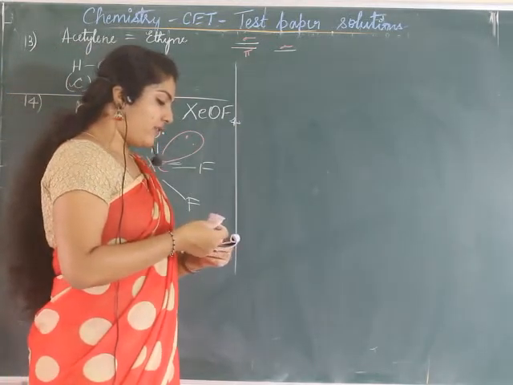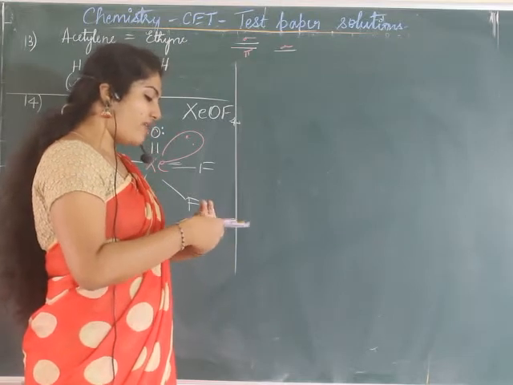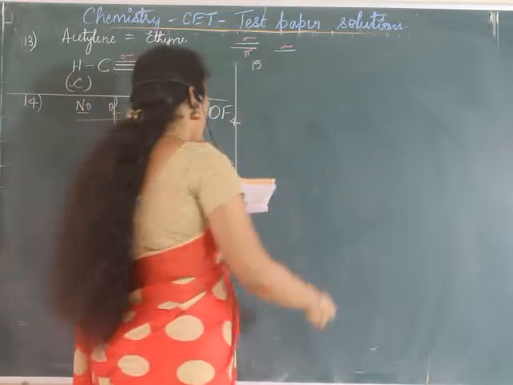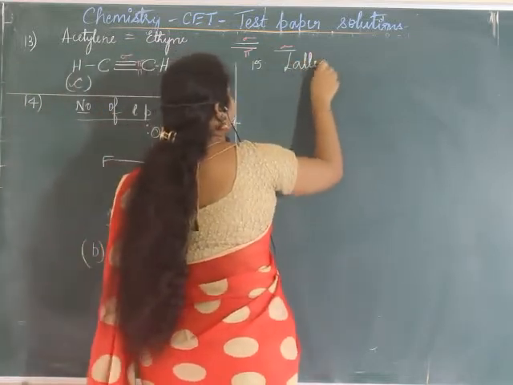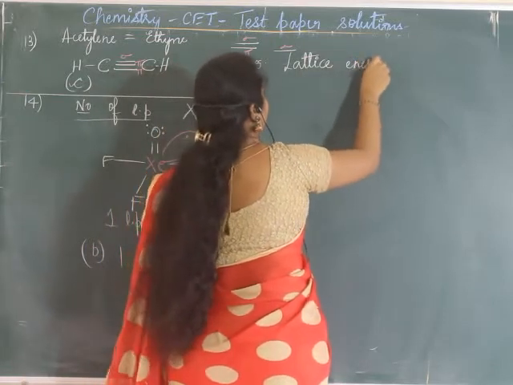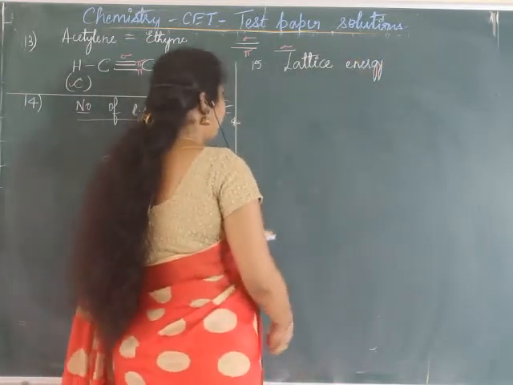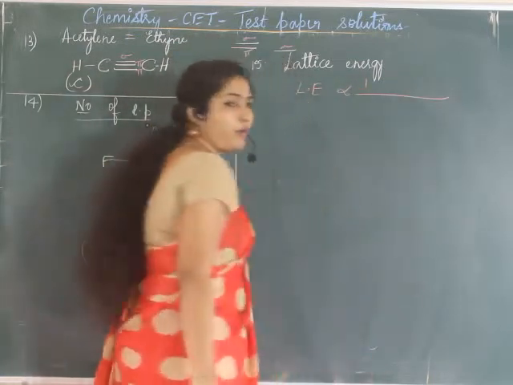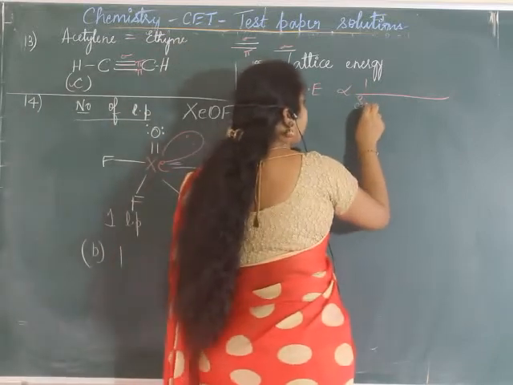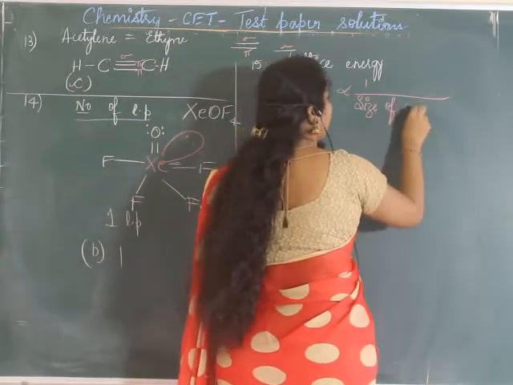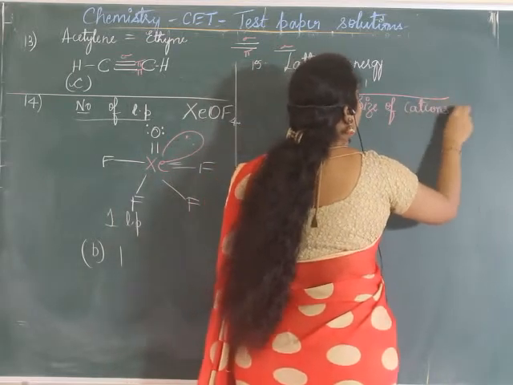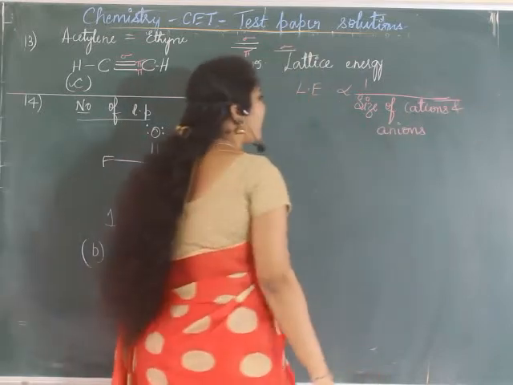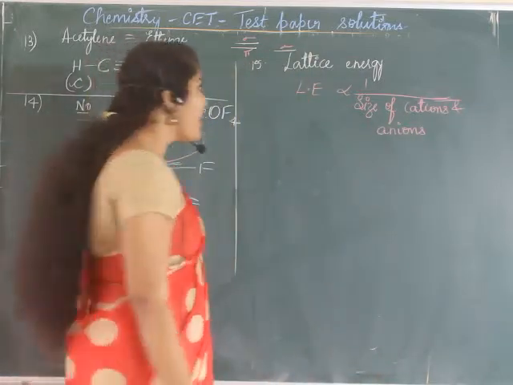Next one, 15th one, lattice energy of an ionic compound depends on. See, lattice energy is inversely proportional to size of cations and anions. Remember this point. Okay, it inversely depends on the size of cations and anions.